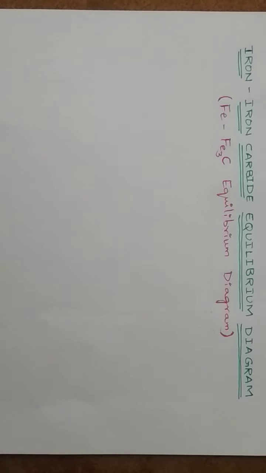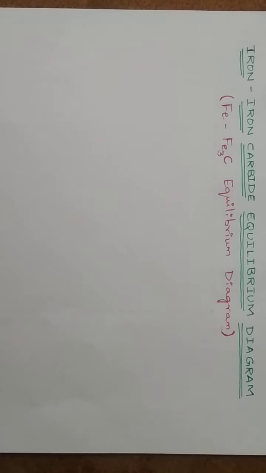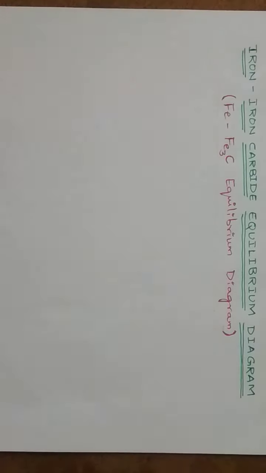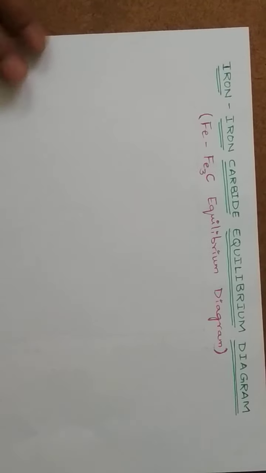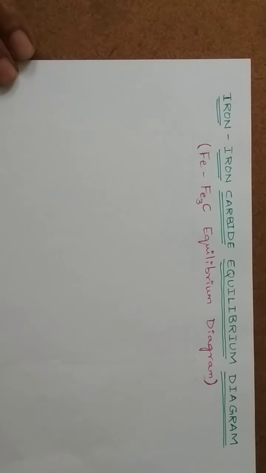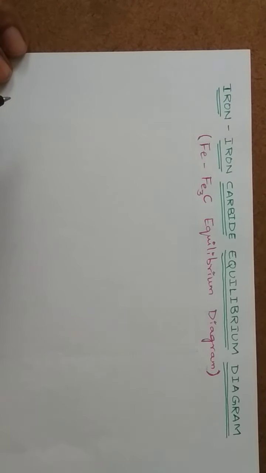In this lecture, we are going to understand the iron carbide equilibrium diagram. The iron carbide equilibrium diagram is very important because steels and cast irons, which are the ferrous alloys, are part of the iron carbide equilibrium diagram.